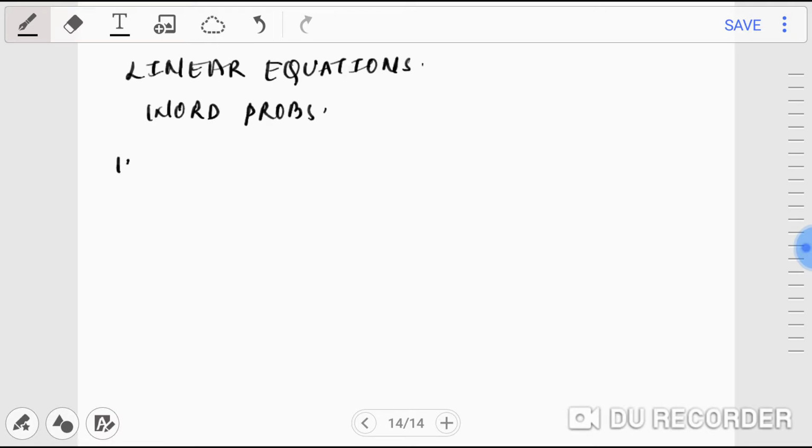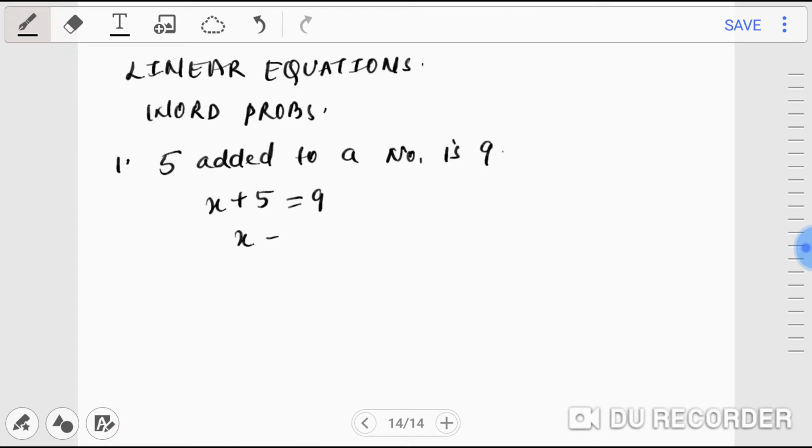Number 1, it says 5 added to a number becomes 9. 5 added to a number is 9. So that is x plus 5 is equal to 9. So that becomes something like this.